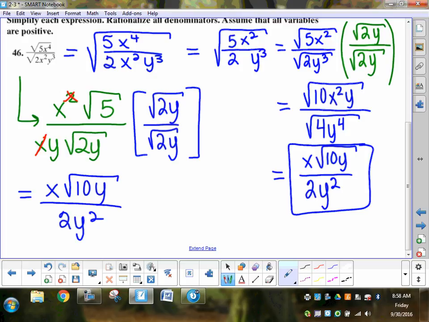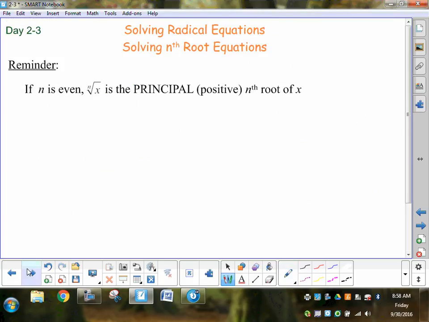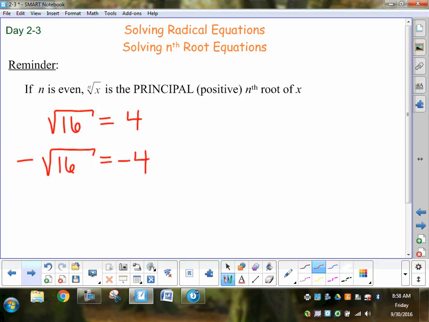Let's have our note packets out, and let's go over, please, to day 2-3. What we talked about before is going to be this. If the index is even, the square root is the principal or positive value. Here's what we're talking about. The square root of 16 is equal to 4. The negative of the square root of 16 is equal to negative 4. If you are given the square root, you assume the positive or principal root.